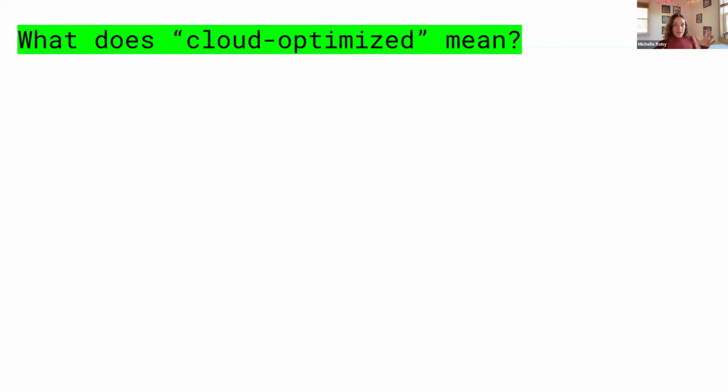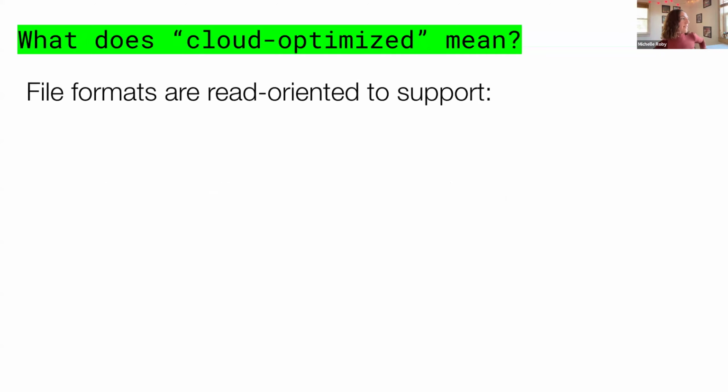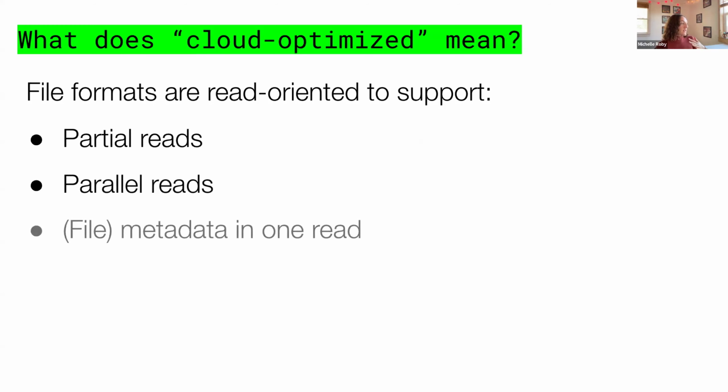And this is just a little bit of a review of the things that we've already talked over. Some three big things about cloud optimized: the meaning of cloud optimized is the file formats are read oriented for support. We've talked over these: partial reads, parallel reads, and file metadata in one read. An example I'll sometimes use with the concept of reading our data more than we're writing it.